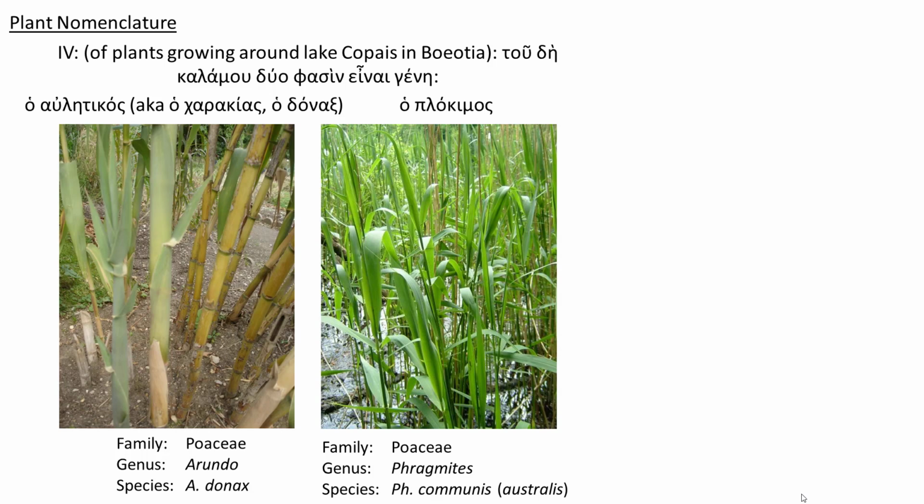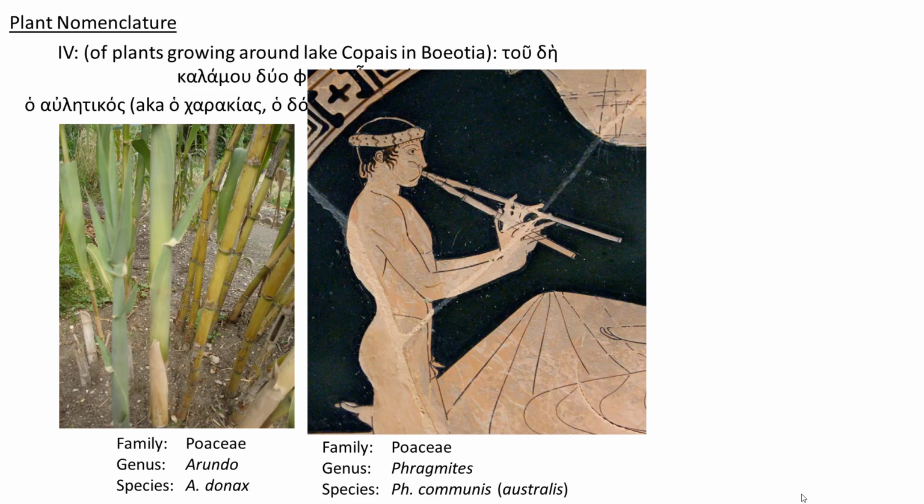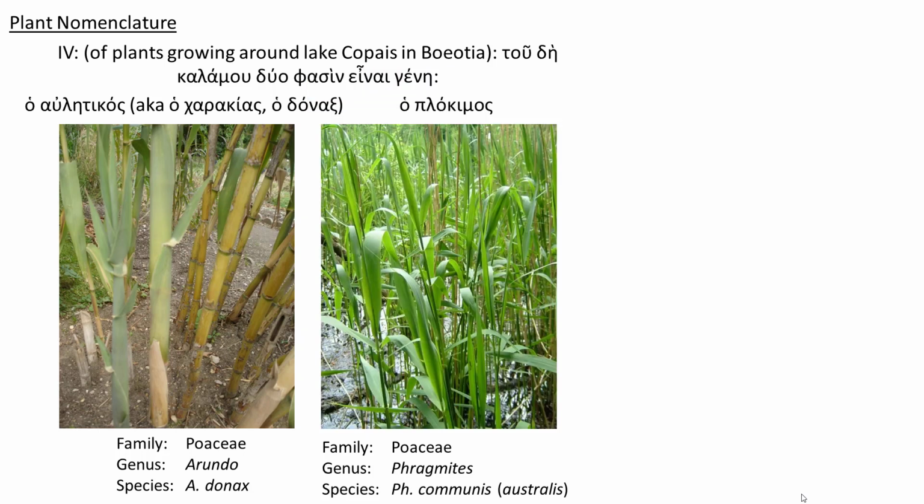There are two kinds of kalamos, he says, hou de kalamou duo pasin einai genê, ho kalamos ho auletikos, and ho kalamos ho plokimos. Auletikos, because its hollow stems are used to make reed pipes. Ho aulos is flute, and ho auletes, flute player. Theophrastus says there are a number of names in use for this reed. Some call it ho charakias, the stake or pole reed, from ho charax, stake, pole.